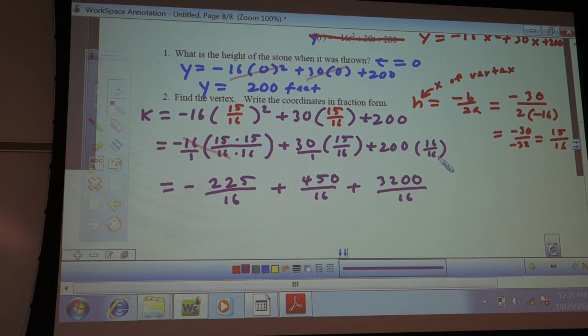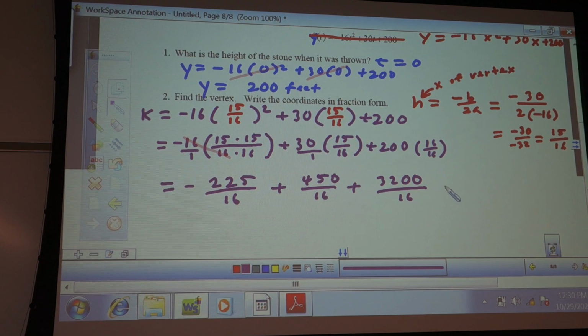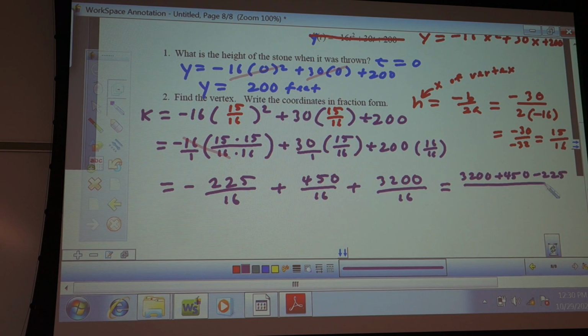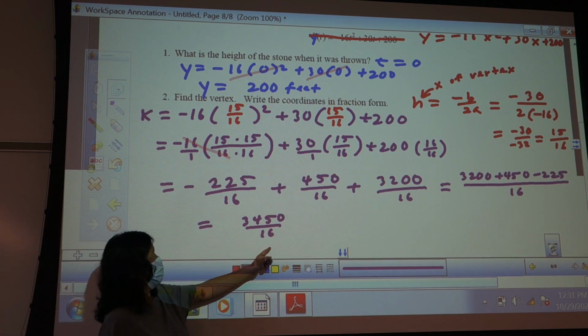Yeah. So here I'll have 3,200 plus 450 minus 225 of them. I'm just moving around the order, so it's easy for me to get a hold of. And what are they? They're 16ths. So if I do that, I'll end up with 3,450 of them 16ths. That's kind of a lot. So yes, that's a lot of Costco slices of pizza.